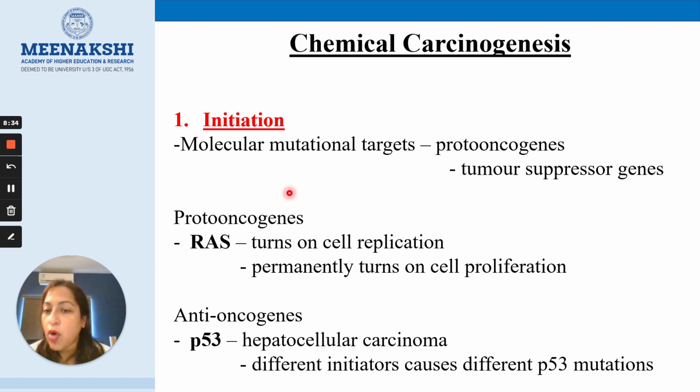So in initiation, a little more detail. You have proto-oncogenes such as RAS, which is responsible for cell proliferation, and anti-oncogenes such as P53. So an example, right? P53 is mutated in hepatocellular carcinomas, right?